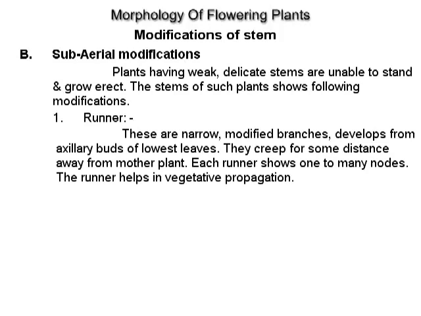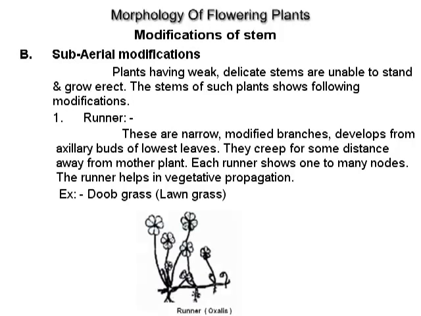Subaerial modifications. Plants having weak, delicate stems are unable to stand and grow erect. The stems of such plants show the following modifications. Runner. These are narrow, modified branches which develop from axillary buds of the lowest leaves. They creep for some distance away from the mother plant. Each runner shows one to many nodes. The runner helps in vegetative propagation. For example, doob grass or lawn grass.